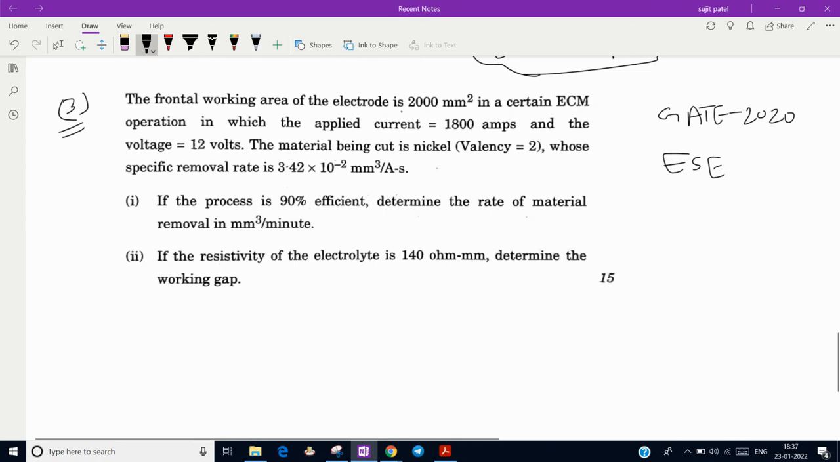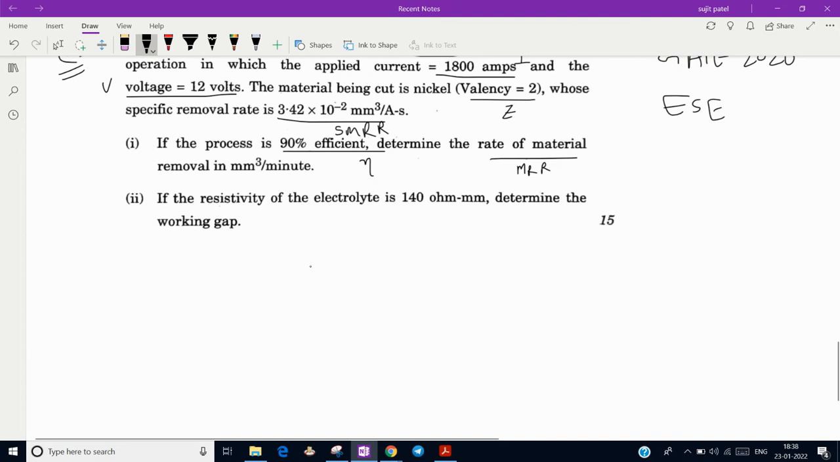The frontal working area of electrode is 2000 mm square. So capital A is given. In certain electrochemical machining operation, which is applied at a current 1800 amps, so current is given I, and the voltage is 12 volt. So voltage V is also given, and the material being cut is nickel and having valency 2. That means Z is equal to 2. Whose specific material removal rate, SMRR, 3.42 10 power minus 2 mm cube per ampere second is given. If process is 90% efficiency is given. So find out the material removal rate, MRR, in meter cube per minute.